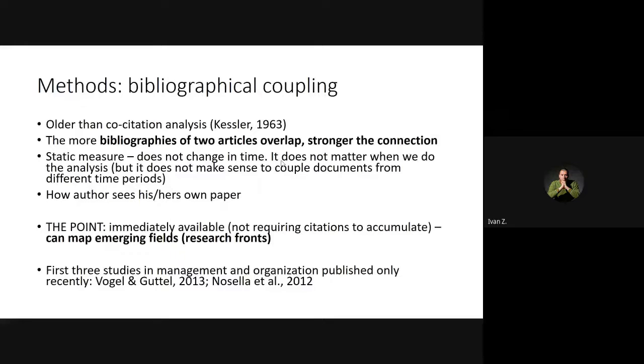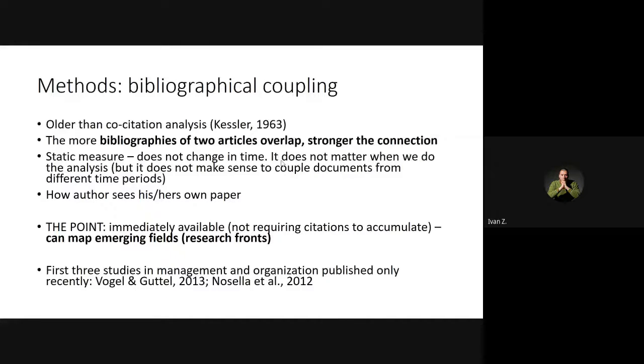And as opposed to co-citation analysis, this is a static measure. So if we do co-citation analysis, the analysis today will not be the same as in 5 years. Whereas if we do bibliographic coupling, the reference lists of articles do not change. So if we connect two articles with a strength of 10 today, this coupling strength will be the same in 5 years or 10 years, because when the article is published, the reference list is set.